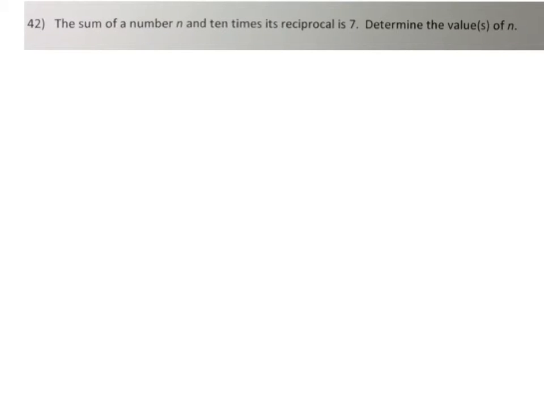The last question we're going to do today is number 42. It says, the sum of a number n and 10 times its reciprocal is 7. Determine the value or values of n. Okay, so we want to take the sum, which tells us to add, of a number n, so n plus 10 times its reciprocal. So we want to do 10 times the reciprocal of n. Well, the reciprocal of n, right, the reciprocal of n over 1 would be 1 over n. And it's telling us that that is equal to 7.